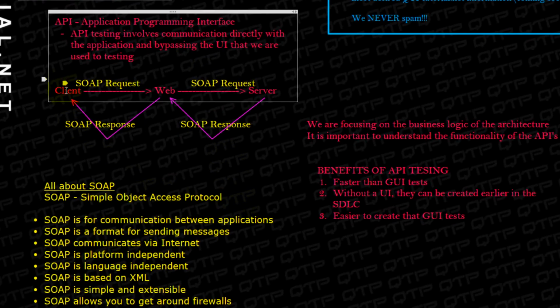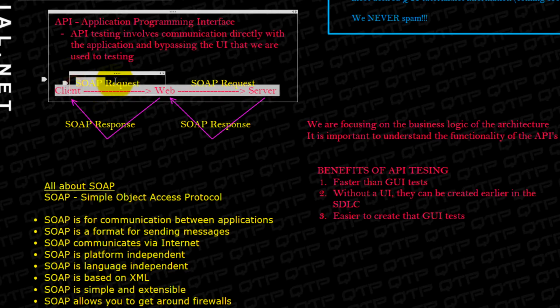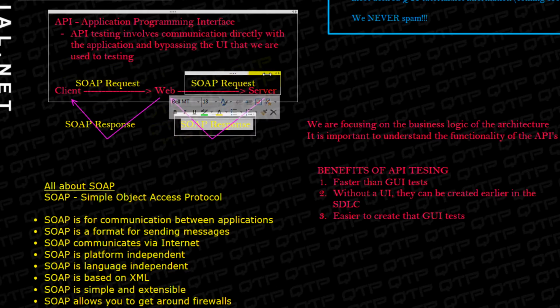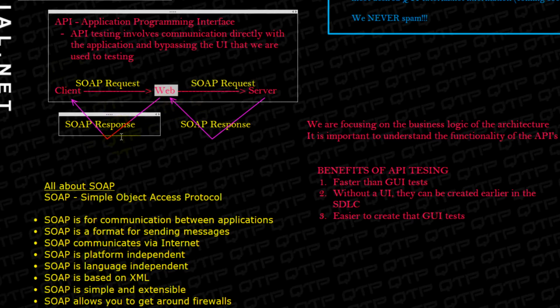It means that we have a client. That may be whoever the user is that communicates with the web, the internet. They send a SOAP request to the web, and then the web sends that SOAP request to the server. Our server, based on the request, will send back a response that contains all the relevant information. That response goes to the web, and then from the web back to the client is another SOAP response. And that is pretty much the whole process of API testing simplified.